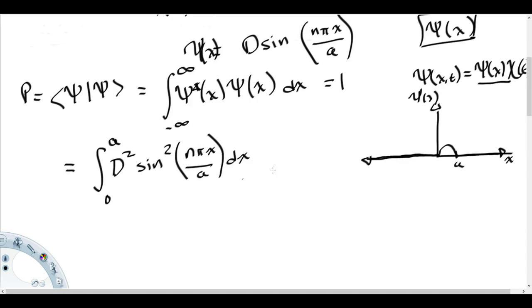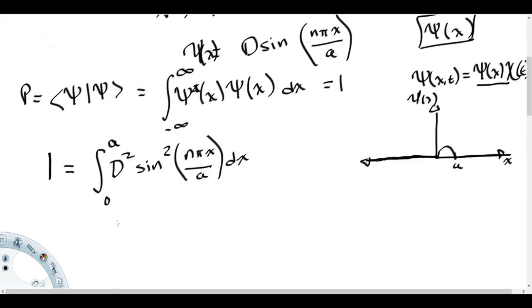Alright, so now we could bring this out. This is also equal to 1. So we have now the d squared coming out on the outside. So then it's the integral 0 to a of sine squared n pi x over a dx.